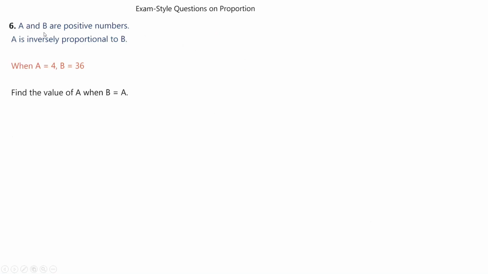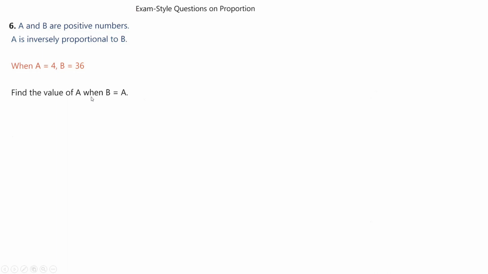Question 6. a and b are positive numbers. a is inversely proportional to b. When a is 4, b is 36. Find the value of a when b equals a. So this looks a little bit different from the ones before, but it's still a proportion question.